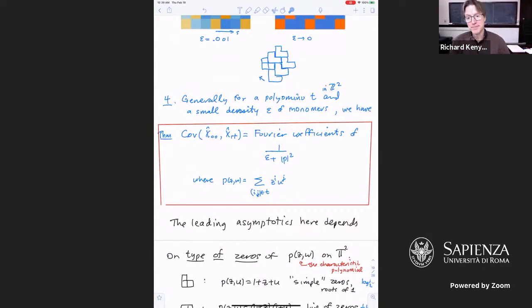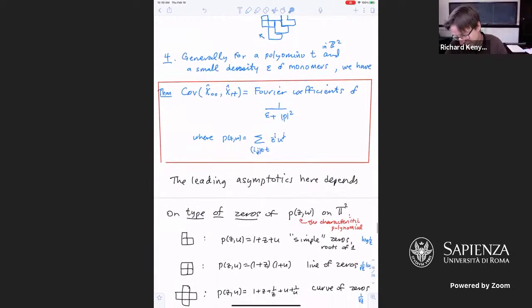But this makes it an interesting question, right? Because for this function, if p has a 0 on the unit torus, then there's some sort of peak in this 1 over epsilon plus p squared, and that has some effect on the decay of the Fourier coefficients. And so the conclusion here is that the leading asymptotics of the covariance function depends on the type of the zeros of this characteristic polynomial p on the appropriate torus.